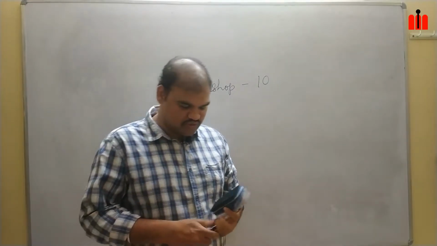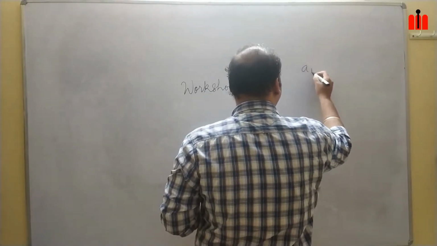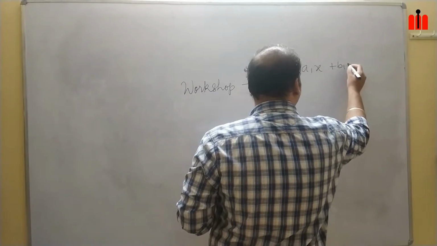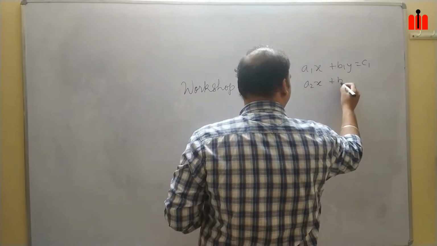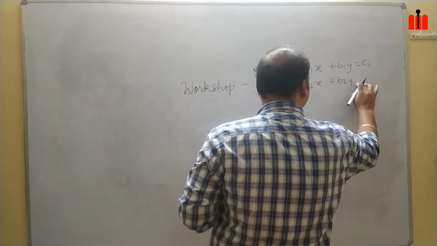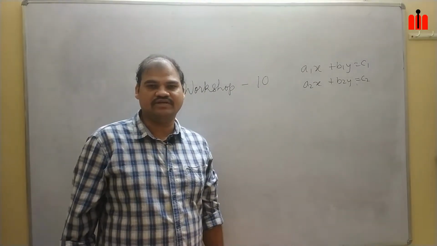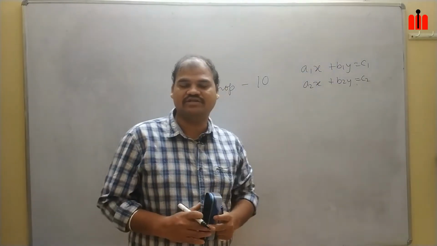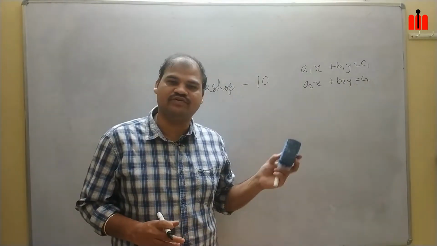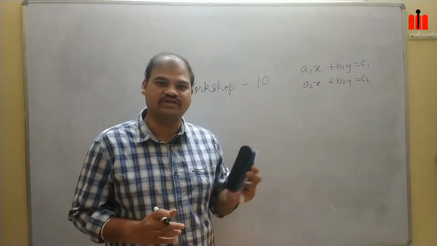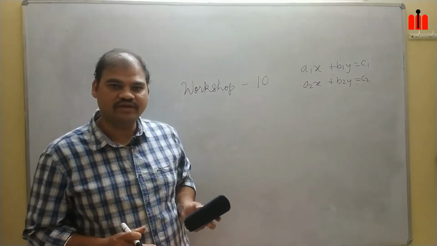Normally a linear equation is represented by a1x plus b1y equal to c1 and a2x plus b2y equal to c2. This is a two variable linear equation, so we need two equations to get the values of x and y. Are you following?